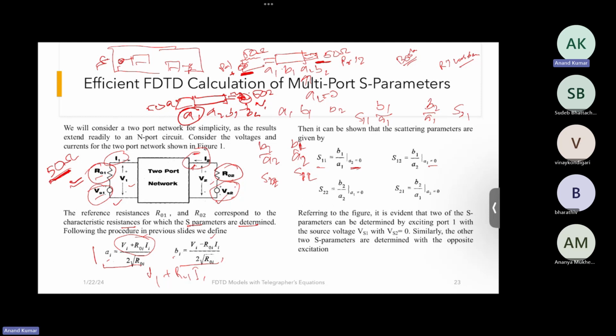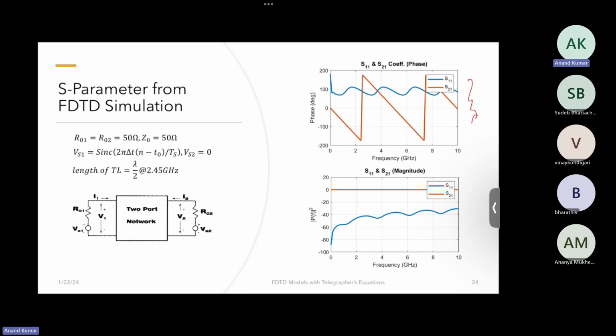Okay, then. So we'll discuss the codes and maybe things will become more clear. So these are the results that you'll get from the code which I'll share, where we have S11 and S21, and S22 and S12 will be left as an assignment. If you face any trouble, we'll discuss in the next class. And so this is the phase plot, and this is the magnitude plot.